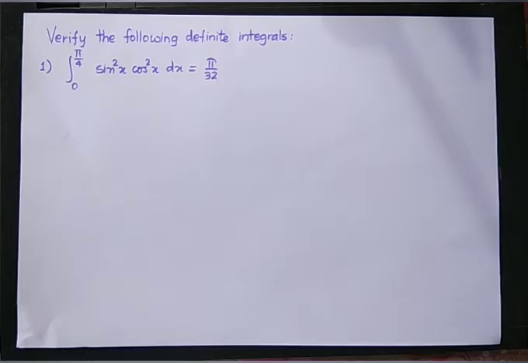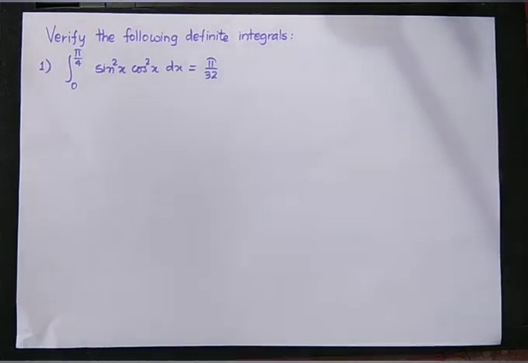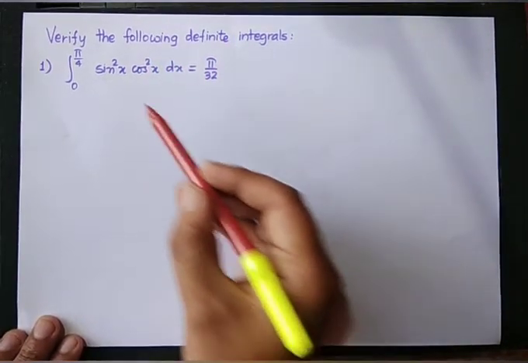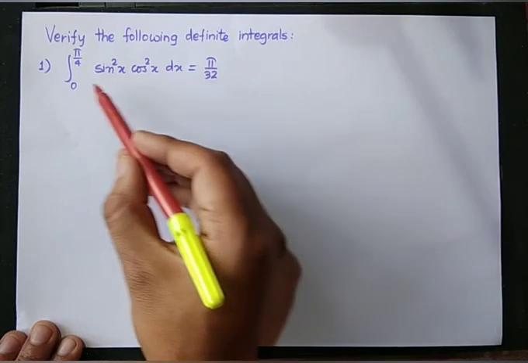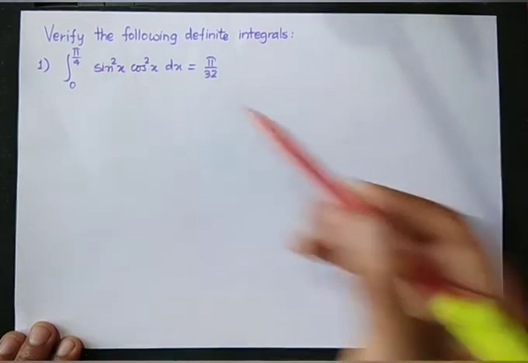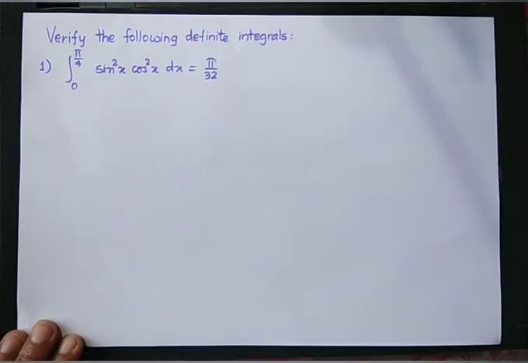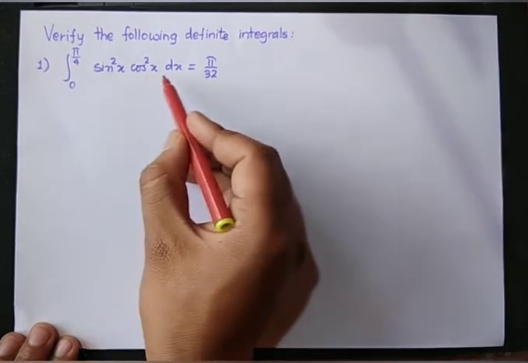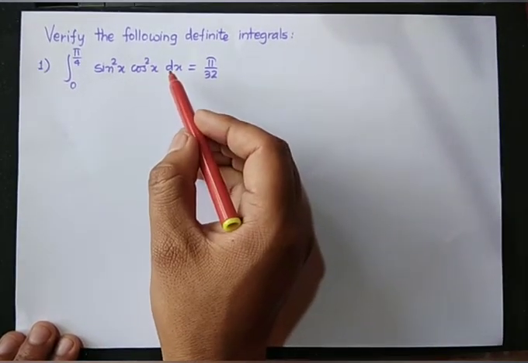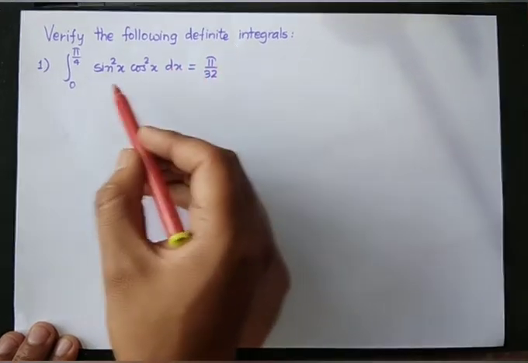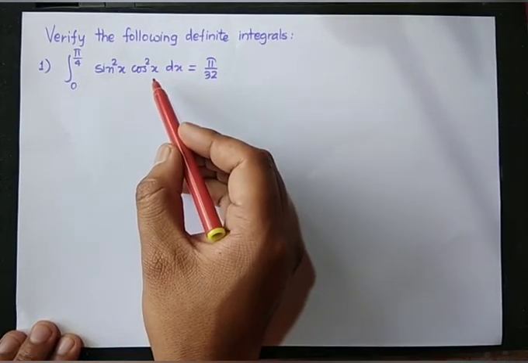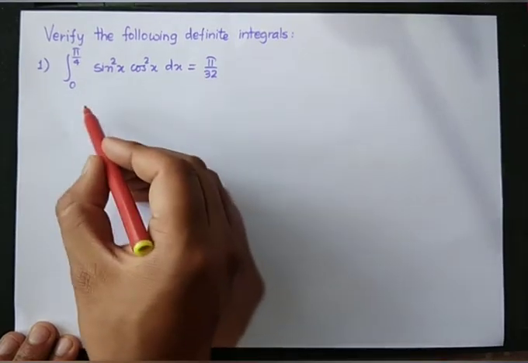So as of now we worked with indefinite integrals. Now we'll take a few definite integral sums, and here we are asked to prove the following. So you need to verify the following definite integrals. This is my question, and the lower limit is 0, upper limit is pi by 4. So let's begin. Let us first find the integral. As I said in the introductory video of definite integrals, first you need to evaluate the integrals. Let me call that integral I.